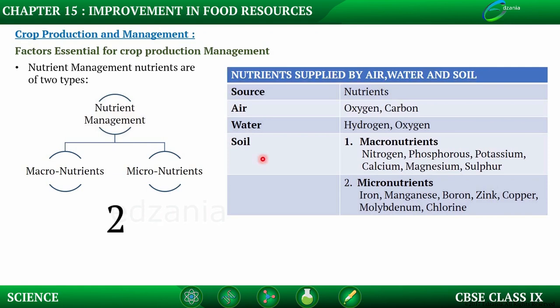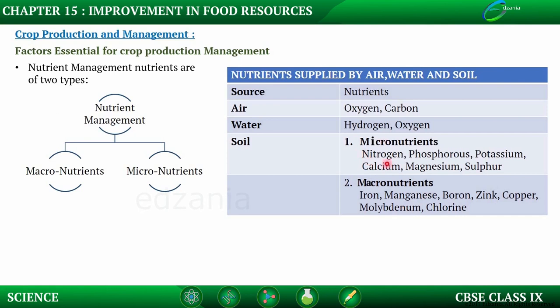Mainly there are two types of nutrients: macronutrients and micronutrients. Macronutrients are the nutrients which are used in large quantities, and micronutrients are the nutrients which are essential for plant development in very low quantity, and that's why they are called micronutrients. So out of 13 nutrients, 6 are required in small quantities and are called micronutrients, and the other 7 are required in large quantity and are called macronutrients.